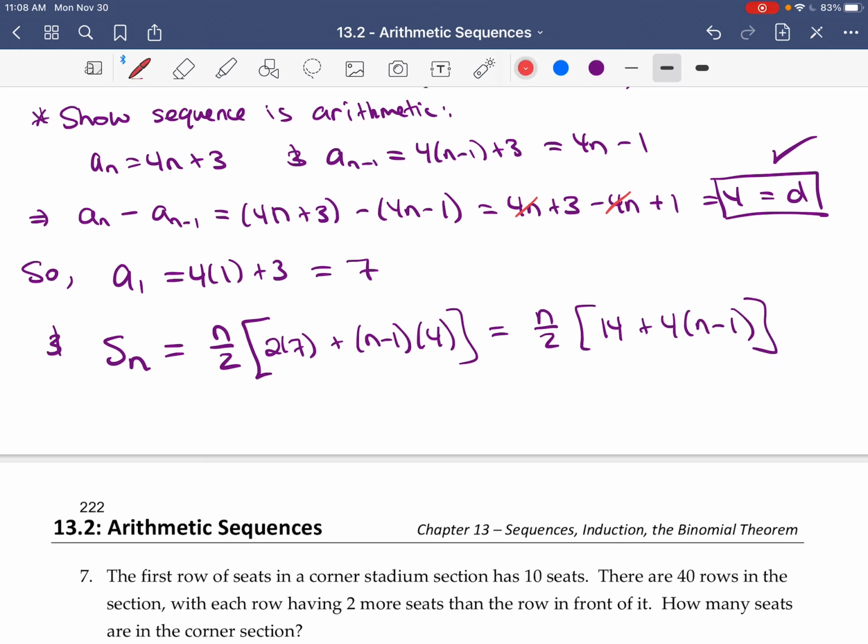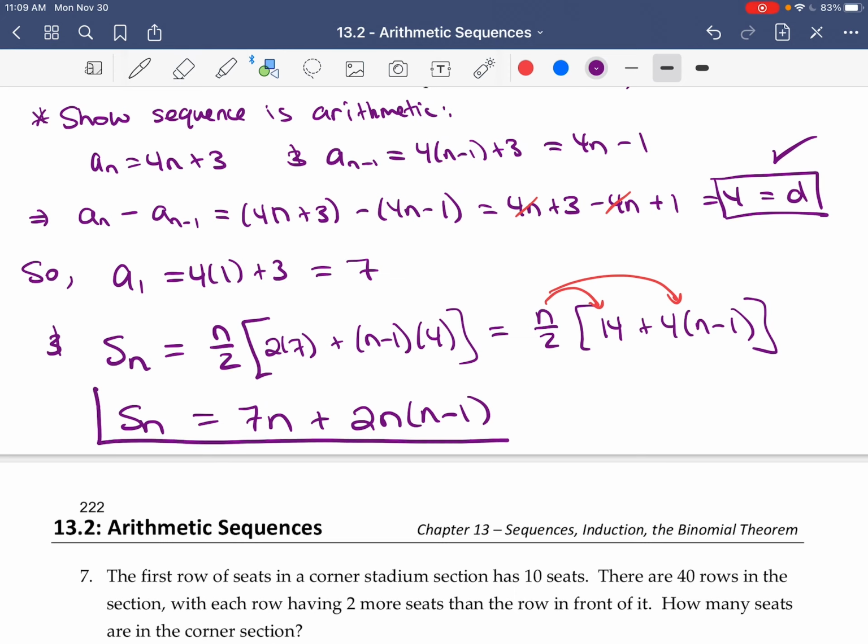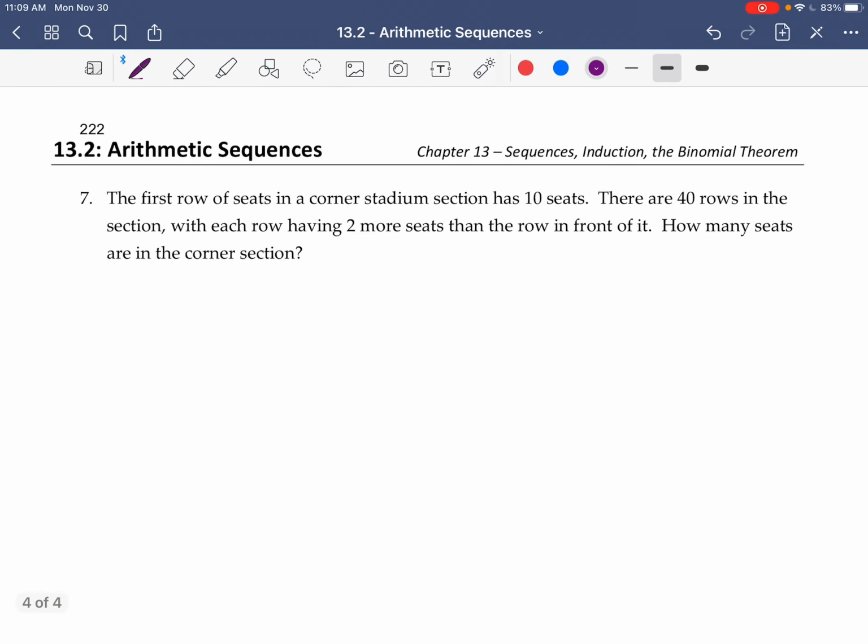which if you expand this through is going to be 7n plus 2n times (n minus 1). Okay, so we could use this to find the sum of the first n terms. So that's a simplified version. Okay, let's try this word problem.